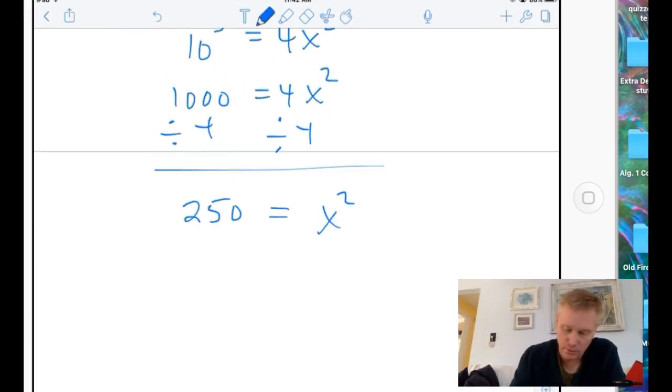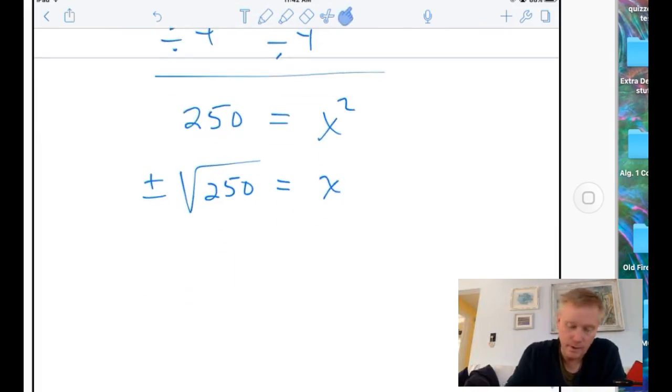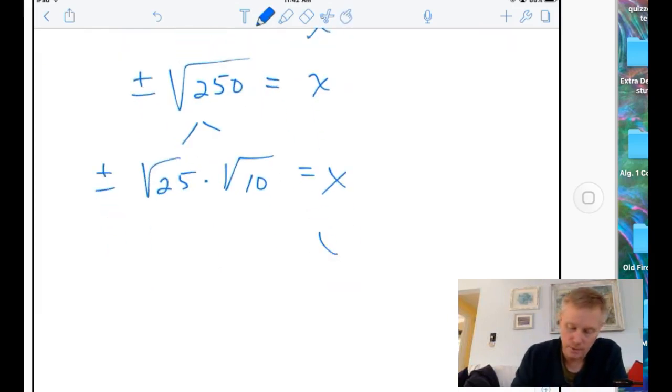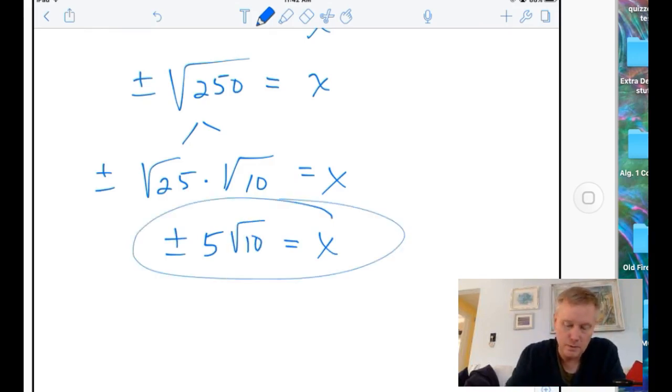Which means I take the square root of both sides. Plus or minus the square root of 250. And remembering to reduce radicals, I can go 25 times 10 is 250. Therefore, x will equal plus or minus square root of 25 is 5 root 10. And those are my answers.